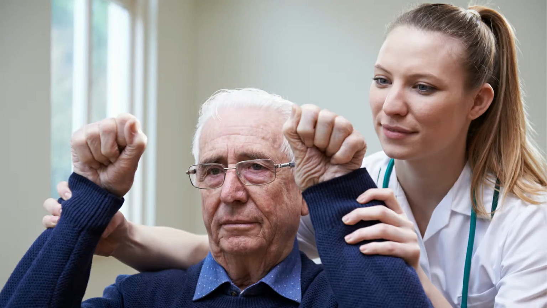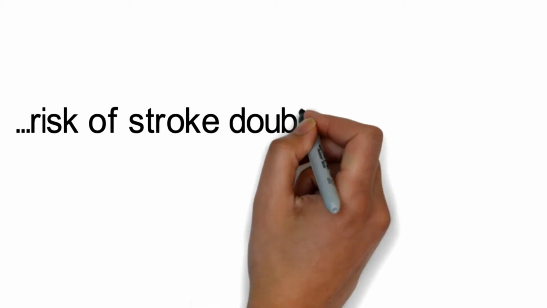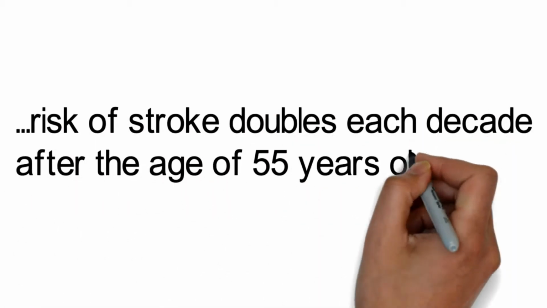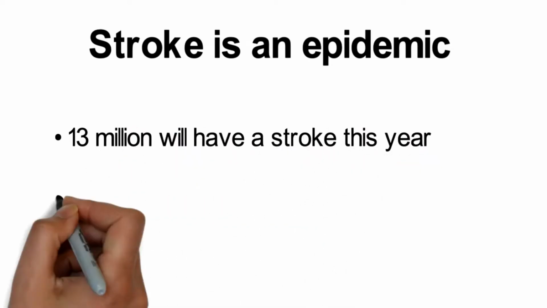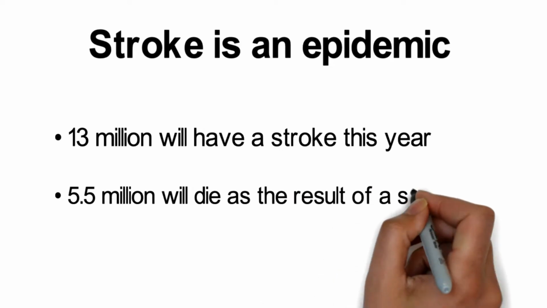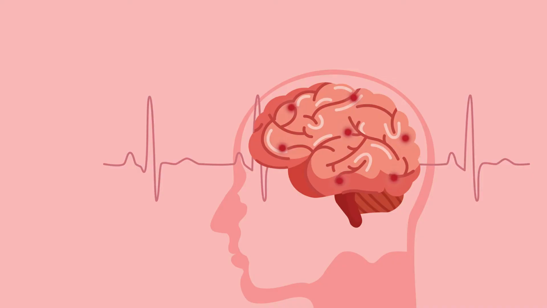A brain injury can happen at birth or may arise later in life from head trauma, like a bang on the head, or from illness or from a stroke. Strokes can and do occur at any age, but the risk of having a stroke more than doubles each decade after the age of 55. Stroke is the most common cause of acquired brain injury and has already reached epidemic proportions. Over 13 million people will have a stroke this year, and around 5.5 million people will sadly die as a result. A stroke is the brain equivalent of a heart attack, a brain attack.